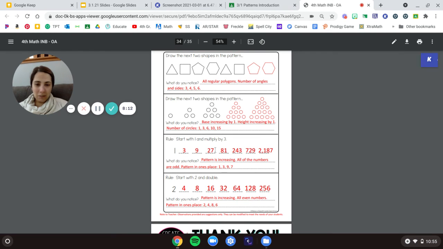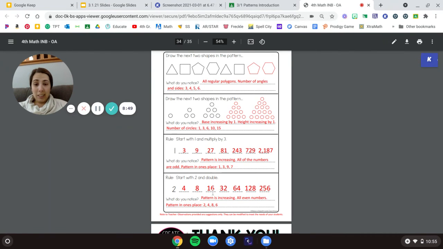And the last one, we started with 2, and then we had to double our number. So 2 times 2. We're not just timesing 2, we're doubling it. So 2 times 2 is 4. Actually, we are just multiplying by 2. 4 times 2 is 8. 8 times 2 is 16. 16 times 2 is 32. 32 times 2 is 64. 64 times 2 is 128. And 128 times 2 is 256.